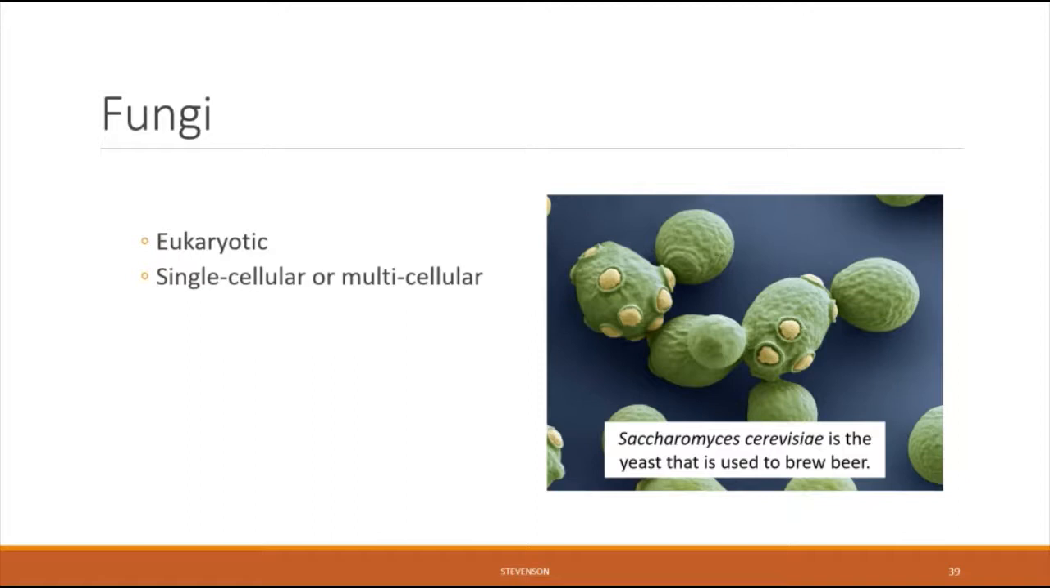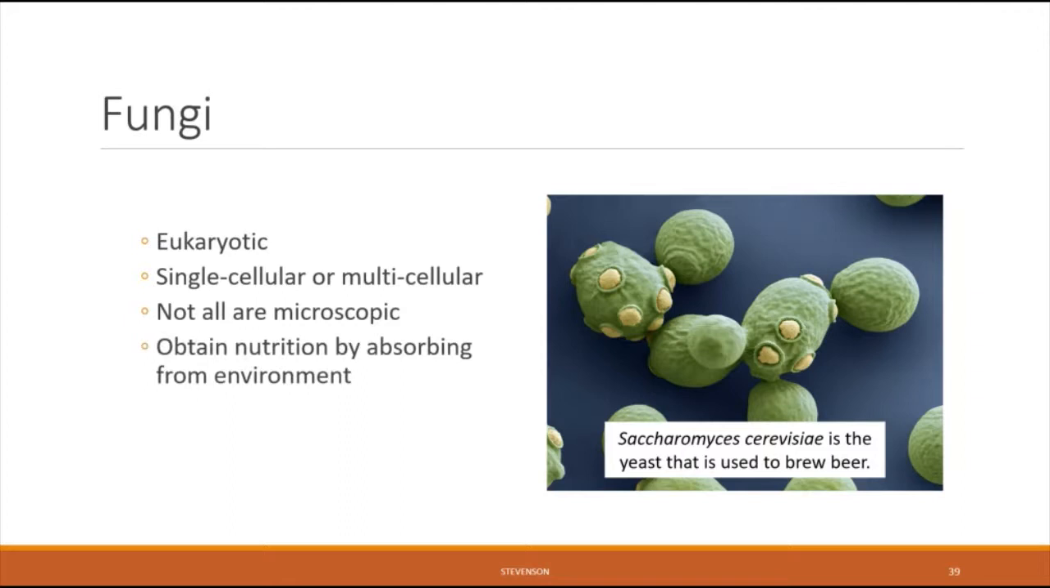Not all types of fungi are microscopic. The multicellular versions tend to be macroscopic. But one thing that all fungi have in common is that they obtain nutrition by absorbing it from their environment. And in this sense, they are not like plants at all. In fact, if you look at the genetics of a fungus and compare it to the genetics of an animal, fungi are more similar to animals than they are to plants.